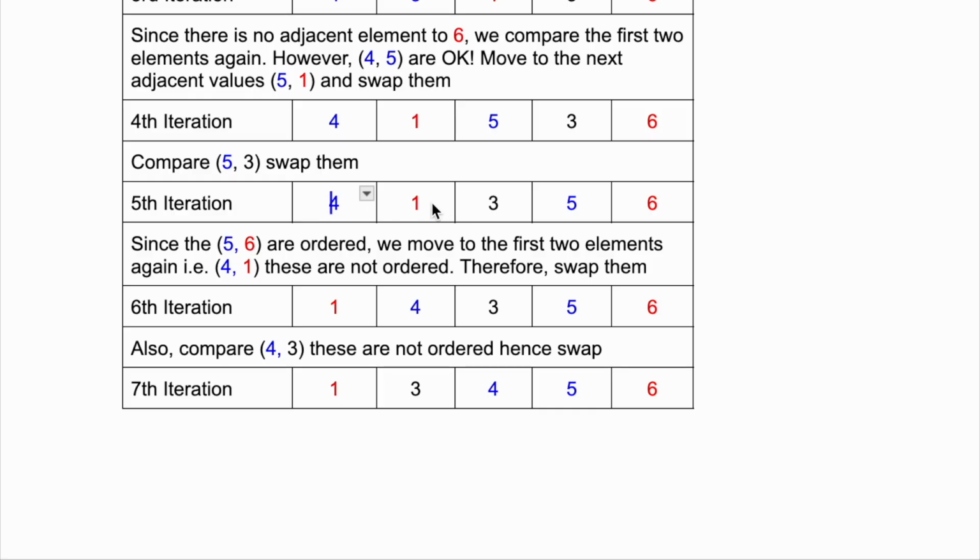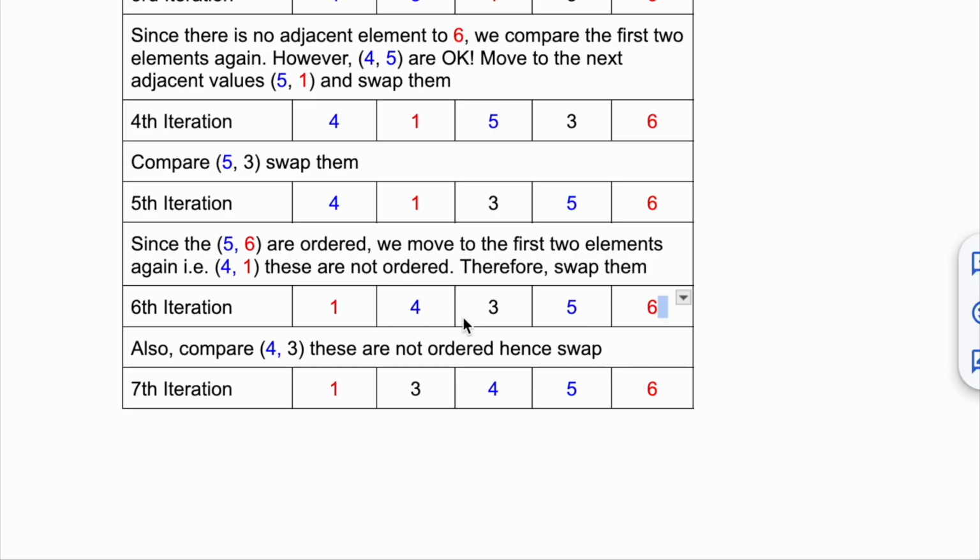That is 4 and 1. So compare 4 and 1. Are they in the right order? No, these are not ordered. Therefore, swap them. Then we swap 1 and 4. Can you see? 4 goes to the place of 1, and 1 moves to the place of 4. Then we have 1, 4, 3, 5, 6.